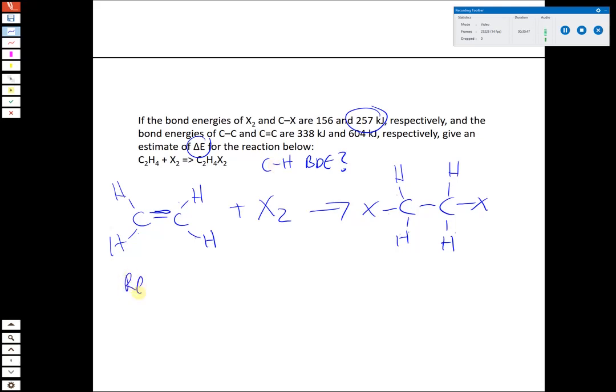So on the reactant side, we sum up the bond energies, we have four CH bonds. We don't know that number, so we'll just write it as 4 times CH. As you'll see, we don't need it. We have a carbon-carbon double bond, so we're going to add that in. That's going to be one carbon-carbon double bond. And the number that we're given for CC double bonds is 604.